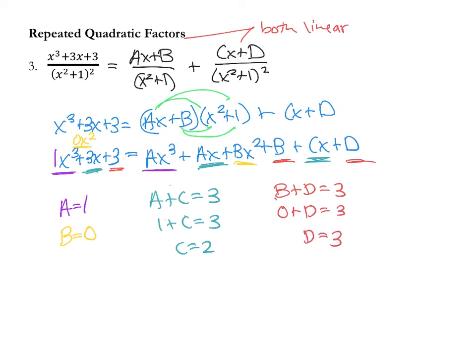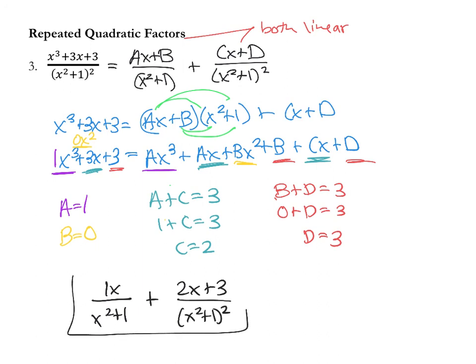So this one was actually a whole lot easier than the previous problem, when we did number 2. So the final answer here is just plugging all of those into that original equation. It's going to be 1x plus 0, which I'm not going to write, over x squared plus 1, plus 2x plus 3 over x squared plus 1 squared. That would be your final answer. So hopefully hearing it explained makes you understand a little bit better what's going on in a problem with a repeated quadratic factor.